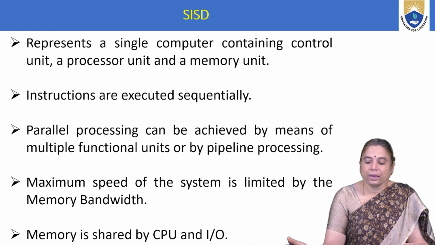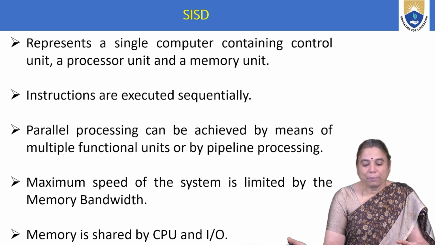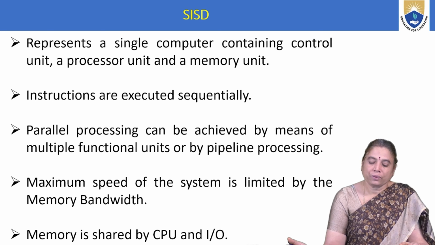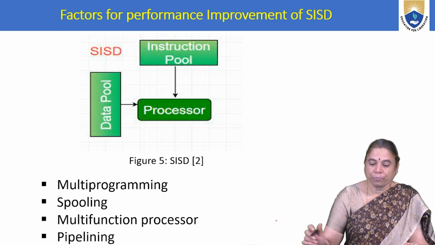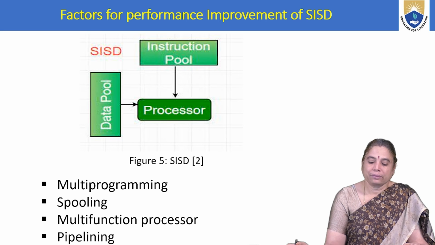What is SISD organization? It represents a single computer containing the control unit, a processor unit and the memory unit. In this type of architecture, instructions are executed sequentially one after another. Parallel processing can be achieved with the help of pipelining or multiplicity of functional units. The maximum speed of the system is limited by the memory bandwidth. Memory is shared by the CPU and I/O. So this is the architecture of SISD.